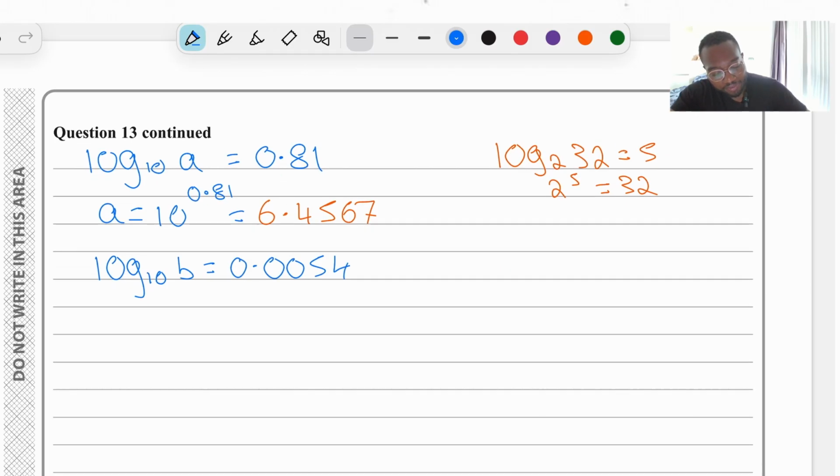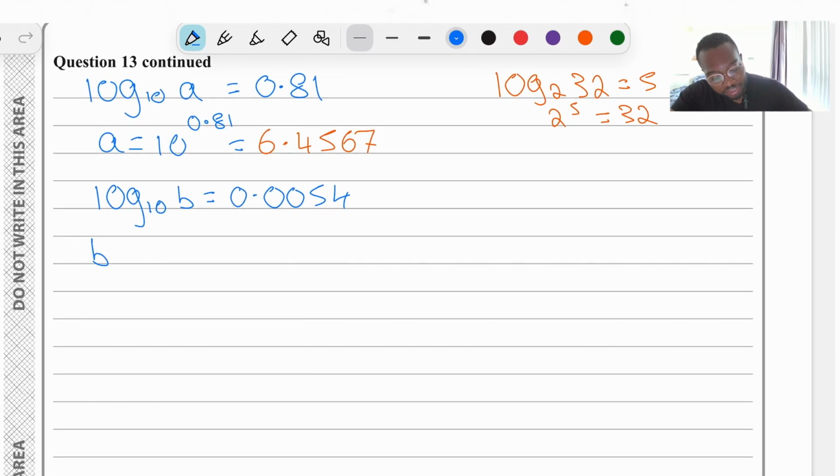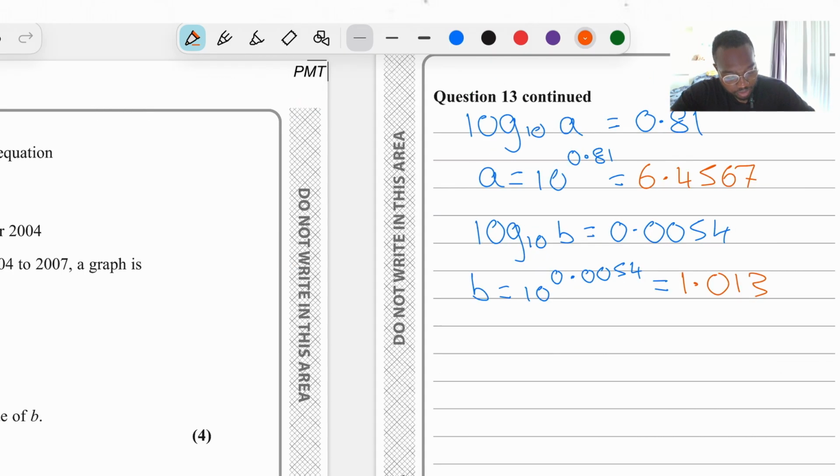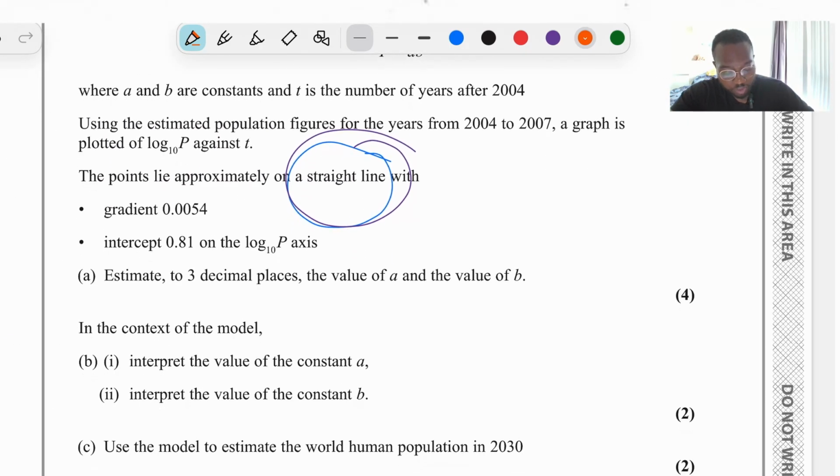0.0054. And the same as before, that means that b is equal to 10 to the power of 0.0054. And if you work that out, what do you get? To 4 decimal places, you get 1.013, okay? So we've worked out our b value and we've worked out our a value. And I believe that was the question. Yep, to 3 decimal places, work out the value of a and b. So we've done part A.